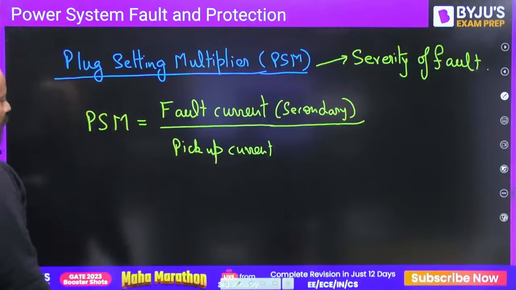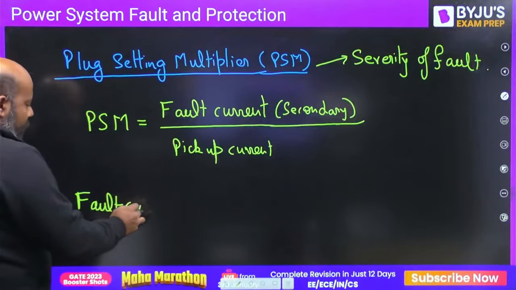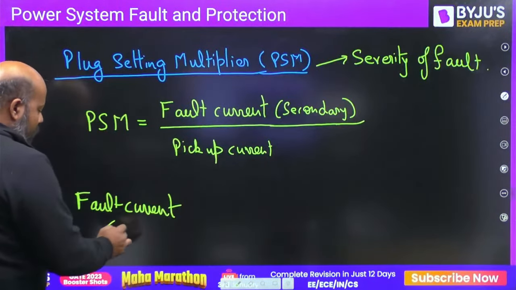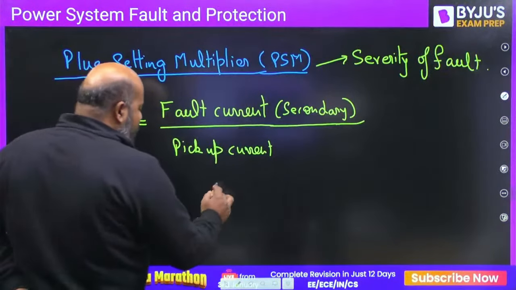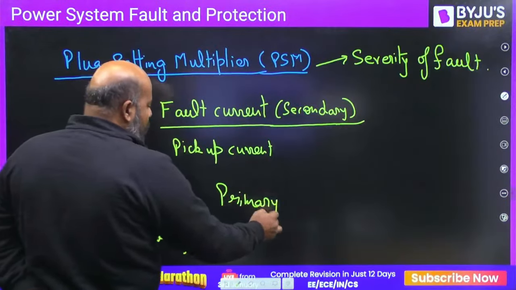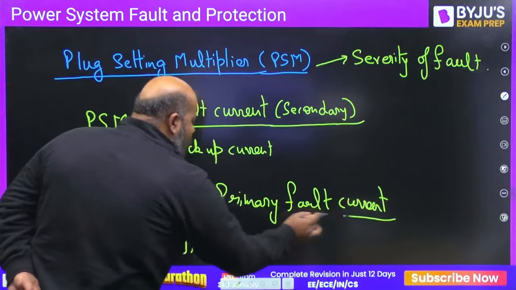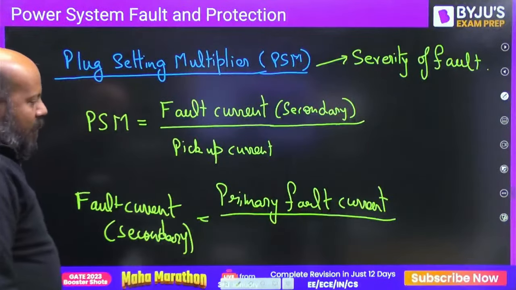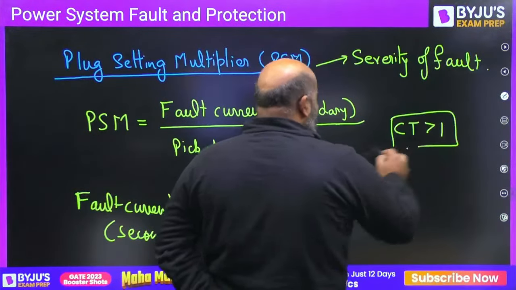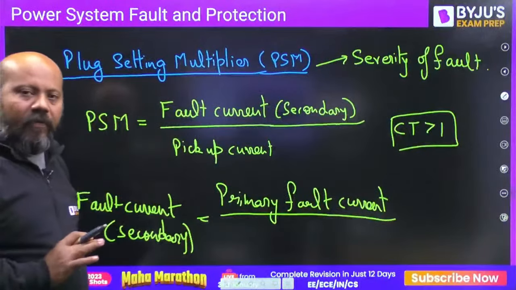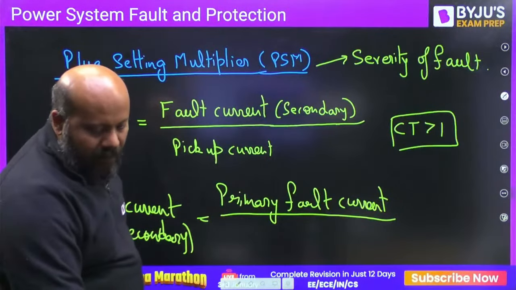So what do you do? Listen very carefully. The fault current in the secondary, you can write in terms of primary fault current. How? You always write the CT ratio as greater than 1. You always write the CT ratio as greater than 1. Whatever value is given, you always write it in terms of greater than 1.